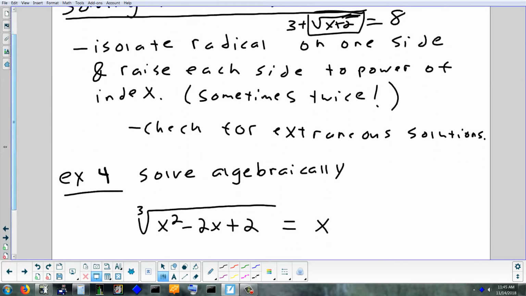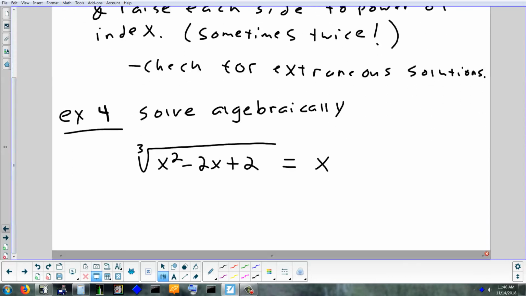Anytime you square or cube or solve both sides by raising to a power, check your answers, because you may have created an extraneous solution, which means not because you did something wrong, but you created a new answer that does not work in the original problem. So you've got to check your answer.